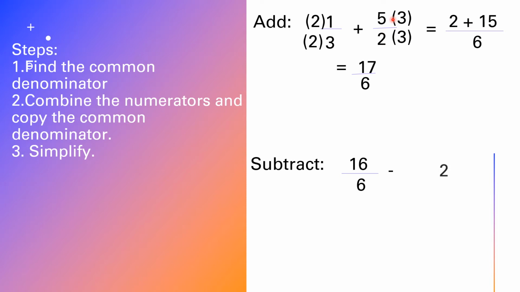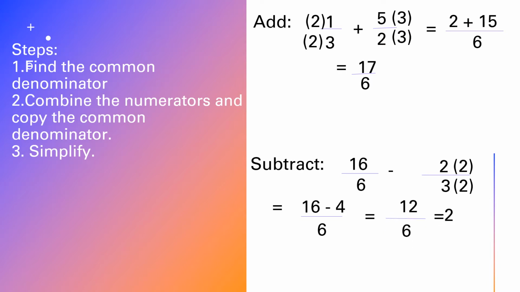16 divided by 6 minus 2 divided by 3. Now, in this case, how can I make this the same? I can only multiply this part by 2 to make it 6. So the second fraction, I'm just going to multiply it by 2, because that will make the same denominator now 6. So copy 16, and then 2 times 2 is 4, so minus 4. Then copy 6, the common denominator. 16 minus 4 is 12, divided by 6 is equal to 2.